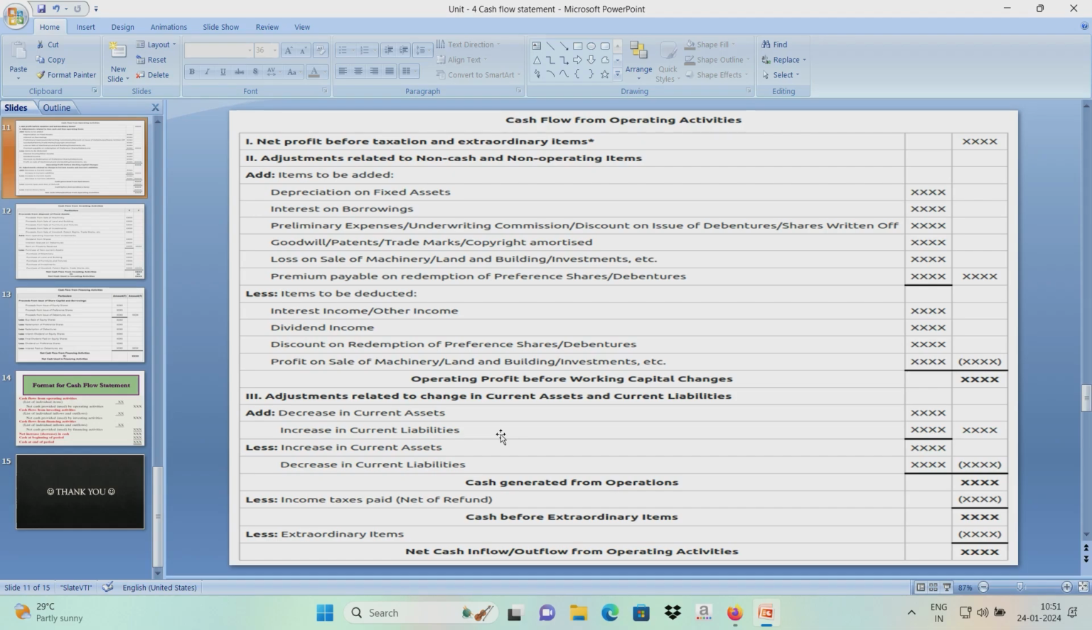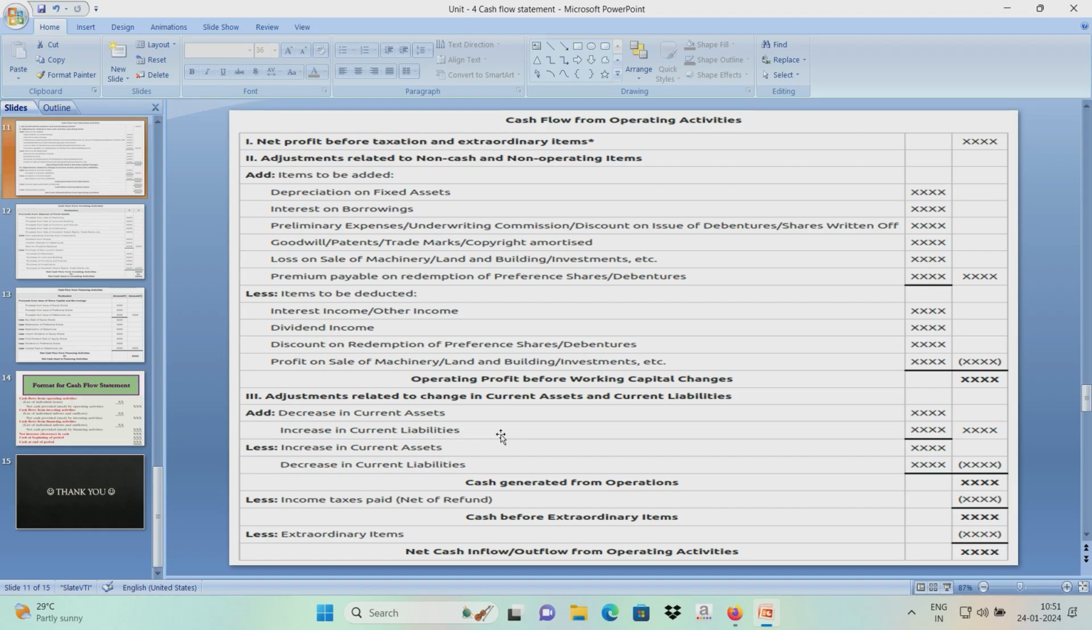Next, we need to find out what the working capital changes are. In that working capital changes adjustment, we need to predict the changes in current assets and current liabilities. So what are the items we need to add? In a sense, a decrease in current assets and an increase in current liabilities we need to add, and an increase in current assets and a decrease in current liabilities we need to subtract.